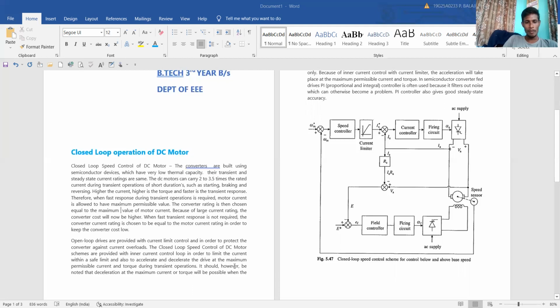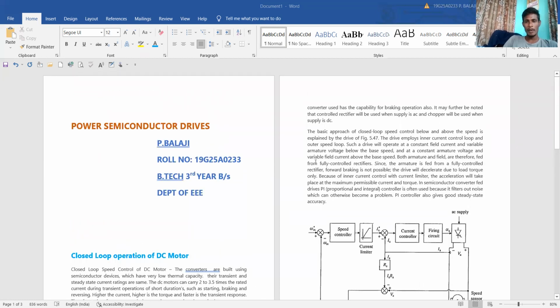It should, however, be noted that deceleration at the maximum current or torque will be possible when the converter used has a capability for braking operation also. It may further be noted that a controlled rectifier will be used when the supply is AC and a chopper will be used when the supply is DC.